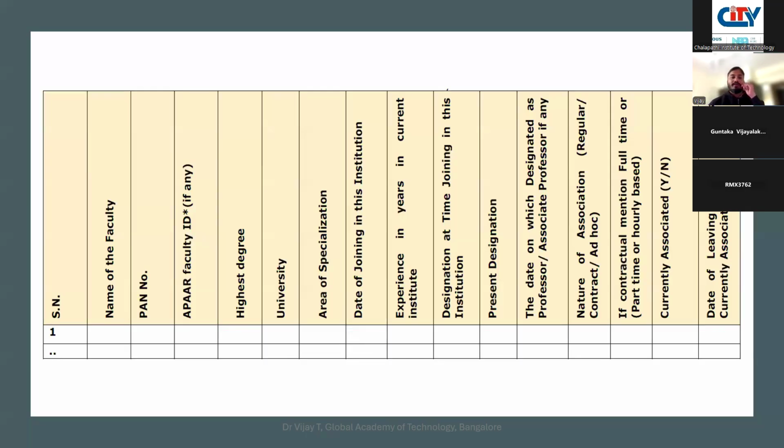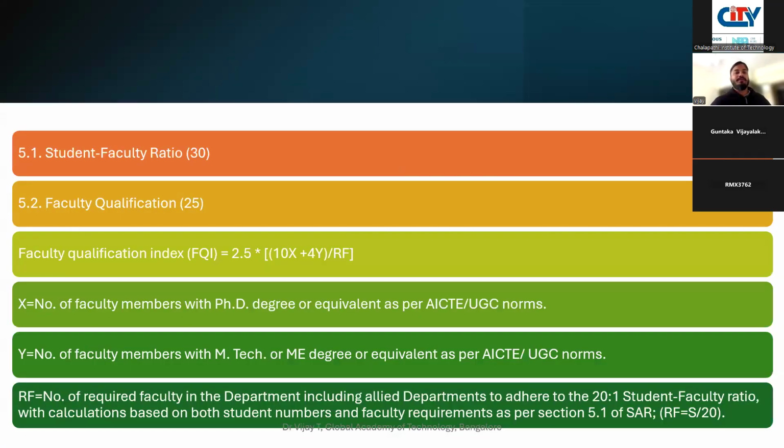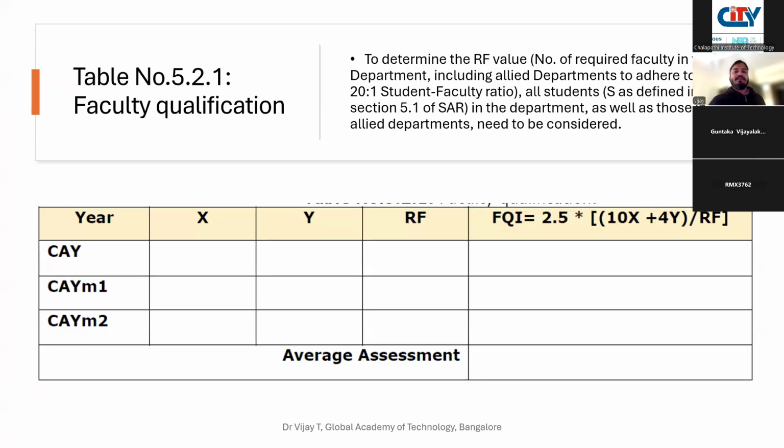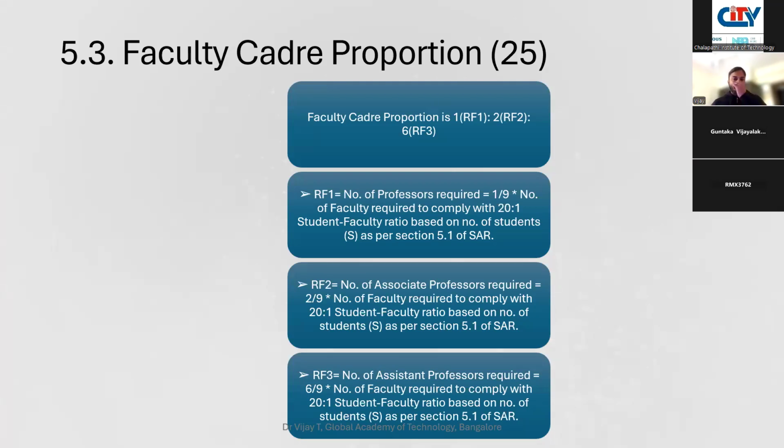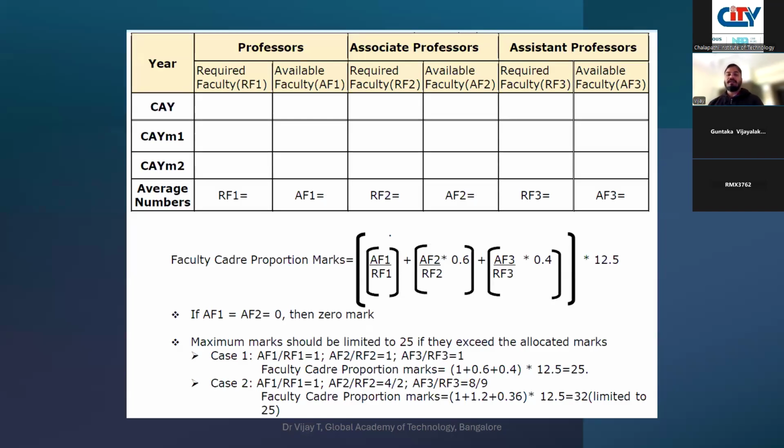These details you would already have, which you developed during the development of your pre-qualifier. SFR carries 30 marks, faculty qualification 25 marks. Again, the greater the number of PhDs in the department, the higher the marks; otherwise, lower the marks. Then this is the table of how we do it. Faculty cadre proportion: for an intake of 60, it is 1 is to 2 is to 6, which is mandated, but 7 is better. So one professor, two associate professors, and six or seven assistant professors have to be there as per the norms. This is again the table calculation for that.